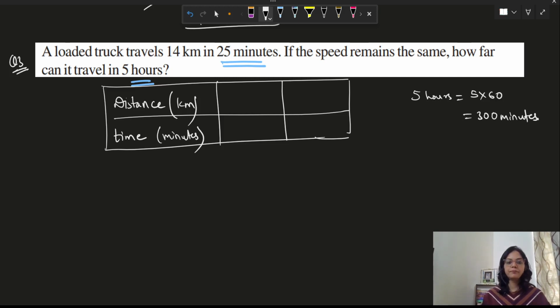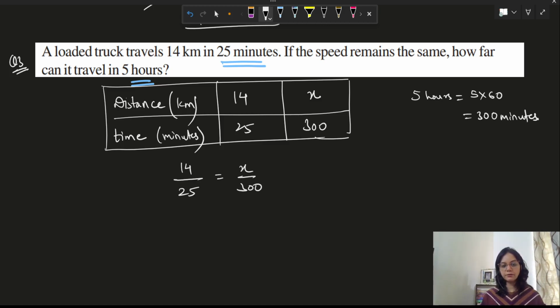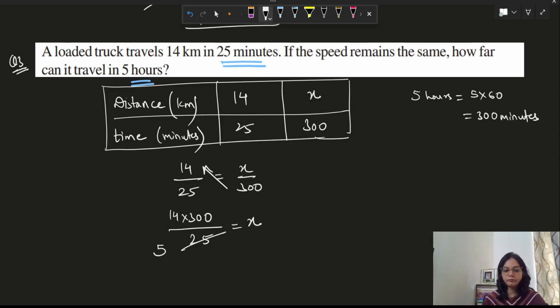Okay, students. Now, for 14 kilometer, it's 25 minutes. So for how many kilometers will it be 300 minutes. So let's calculate again. The ratio will remain the same. 14 by 25 will be equal to x by 300. Again, take this over here. 14 into 300 by 25 is equal to x. Now, we can cancel it by 5. 5 5s are 25. 5 60s are 300. Now you're left with 14 into 60 by 5. You can cancel that also. 5 12s are 60. So your x comes out to be 14 into 12.